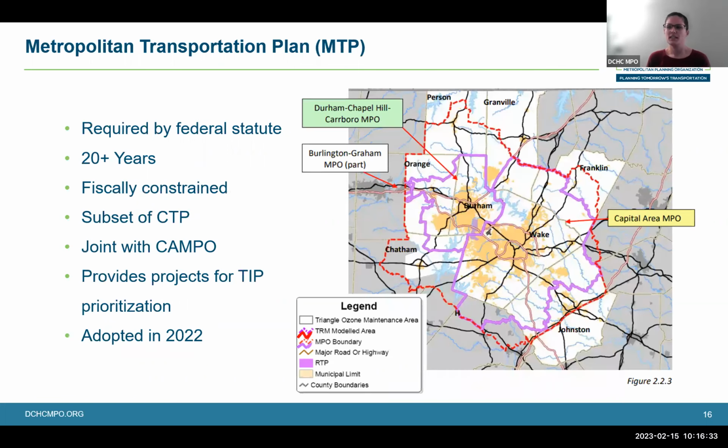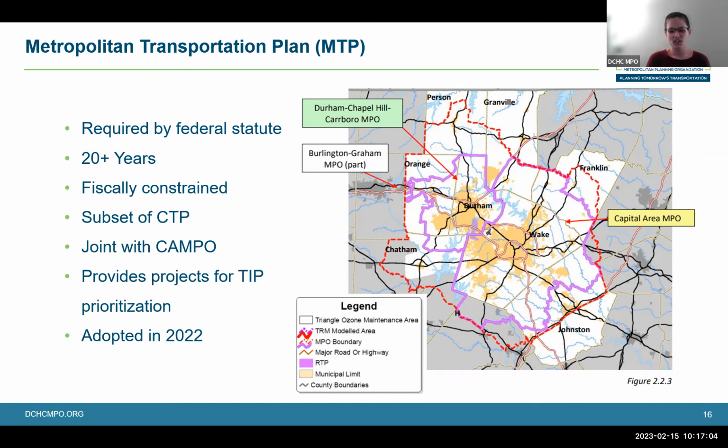The MTP is a required document by federal statute. It is fiscally constrained, so the expectation is you won't really be moving around from what that budget was. It is a subset of the CTP just because that comprehensive plan is supposed to cover all possible projects and is a slightly larger time frame.